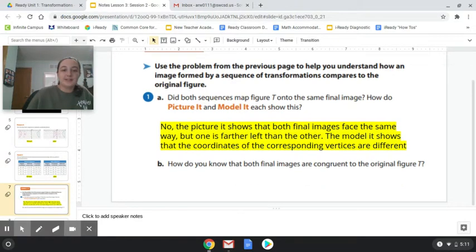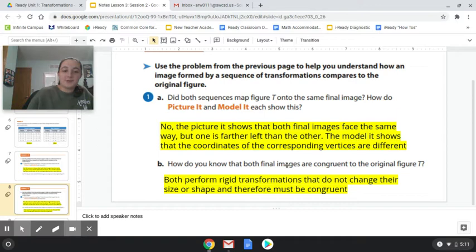Also, for part B then, we have how do you know that both final images are congruent? And so we know that they are congruent because they do not change their size or shape. Because remember, anytime you do a rigid transformation, it will not change the size or the shape. It might change the location and it might change the orientation, which is the direction that it is facing, but it will never get bigger or smaller, and it will never change its shape.